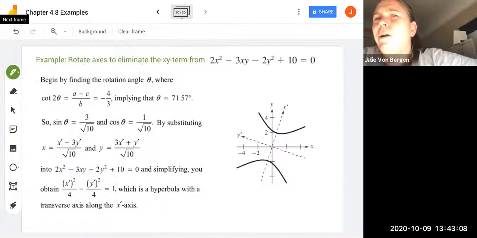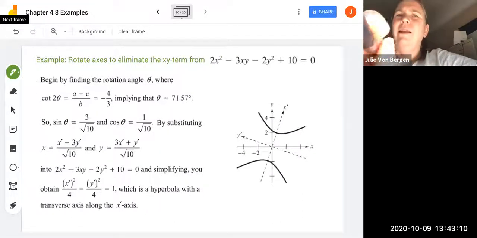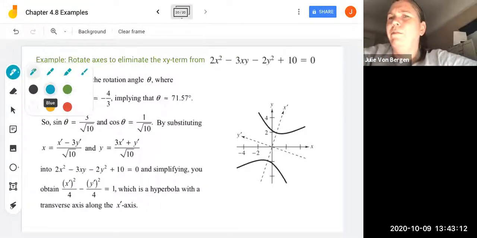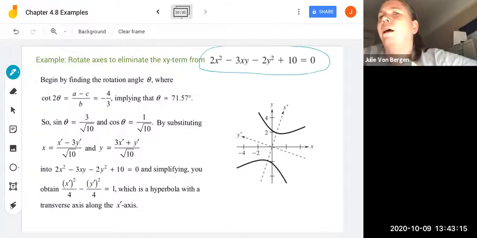So let's look at an example. We're going to rotate axes to eliminate the xy term from this function right here. 2x squared minus 3xy minus 2y squared plus 10 equals 0. So the first step is to find the rotation angle theta. So we identify A is 2, B is -3, and C is -2.